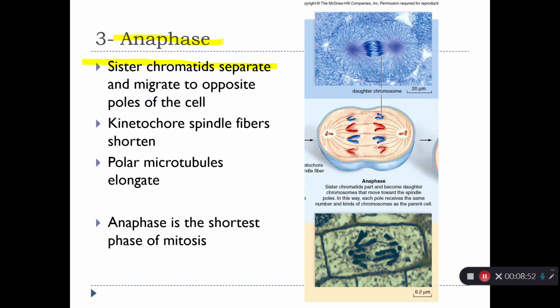Highlight that. It's real important that you understand that half of the chromosomes, the sister chromatids, separate. In the next chapter, we're going to learn about sexual cells dividing, and we're going to see that chromosomes separate. But right here, you're learning sister chromatids, so half of it separates. Anaphase is the shortest phase.